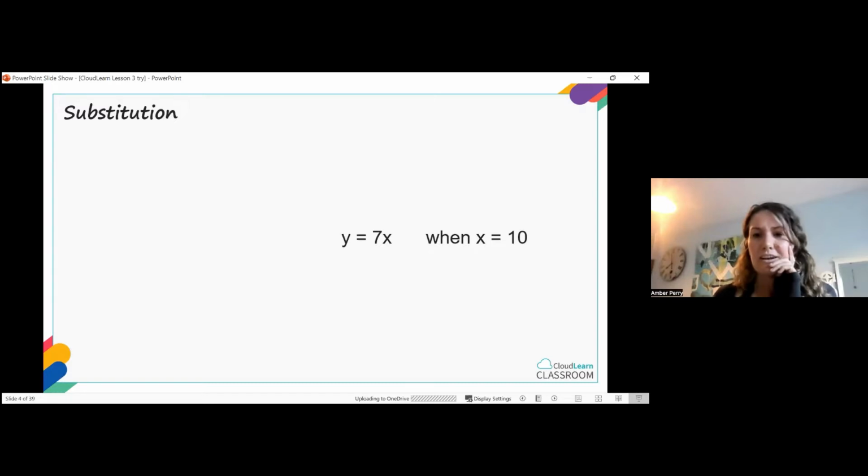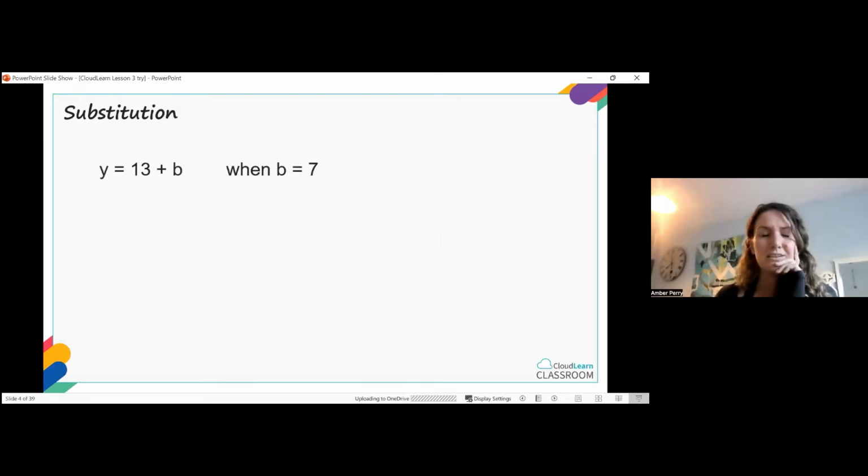Great. So if x is 10, then we're going to do y equals 7 multiplied by 10 there. So that's y is 70. Well done. Let's have another go. Y is 13 plus b. This time b is 7.